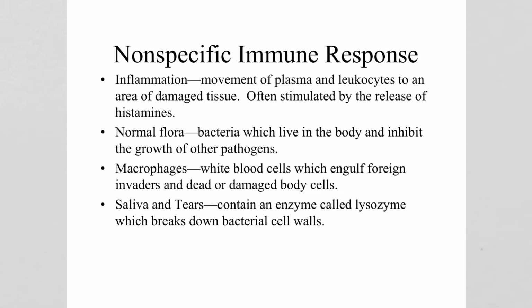Another part of the nonspecific immune response is inflammation, and this is where plasma and leukocytes, or white blood cells, move to a damaged area. It's often stimulated by the release of histamines by a type of cell called mast cells, mast, M-A-S-T, and these are cells that are located in the damaged area.